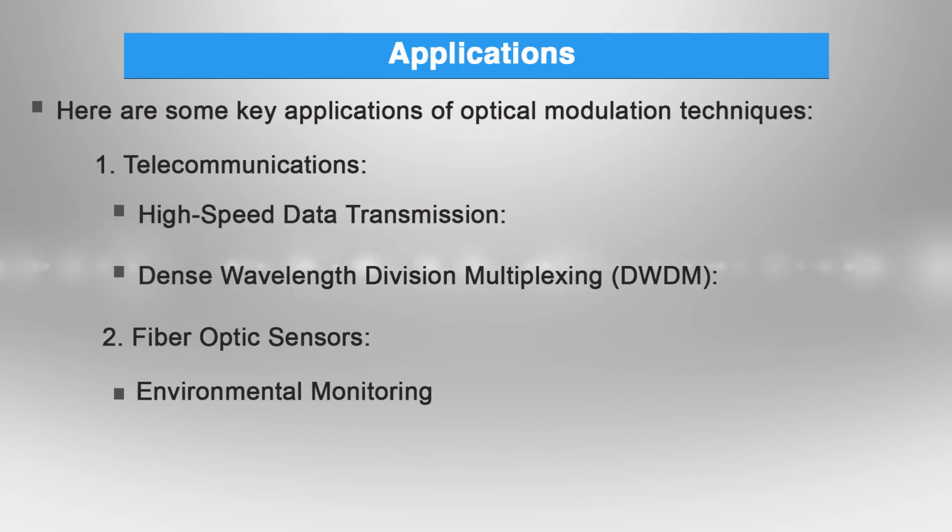Second is fiber optic sensors, which means environmental monitoring. Optical modulation is used in fiber optic sensors for detecting changes in environmental conditions such as temperature, pressure and strain. These sensors are widely used in infrastructure monitoring, aerospace and industrial applications. Next is biomedical sensing. Modulation techniques are employed in optical biosensors to detect biological changes such as glucose levels or the presence of specific proteins through changes in the optical signal.